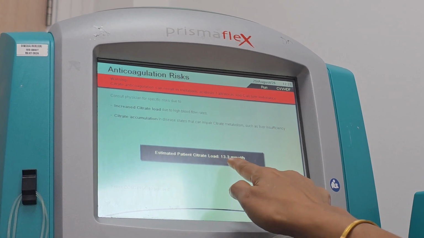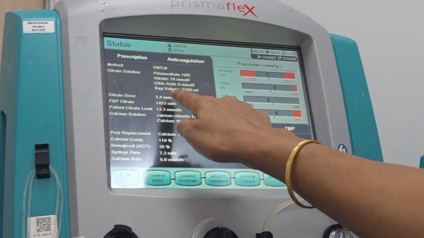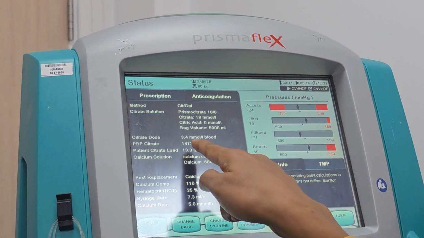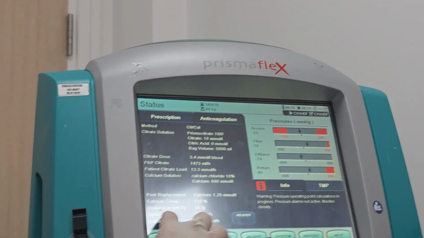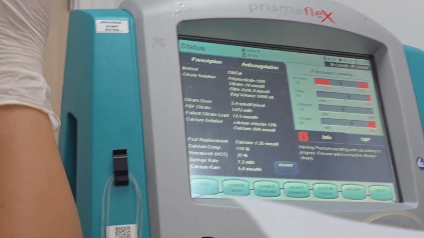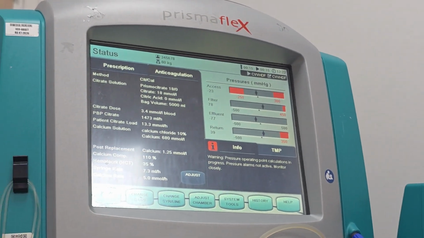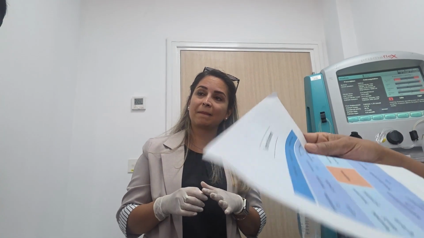Then continue. Estimated citrate 13.3 citrate powder. Now just interpret this one as it is. 1473. The ml 7.3, 6.5? Yes, 7.3. Increase. That's it. That's the whole citrate. That's why this needs to be there always. That's what she said, to keep this one.